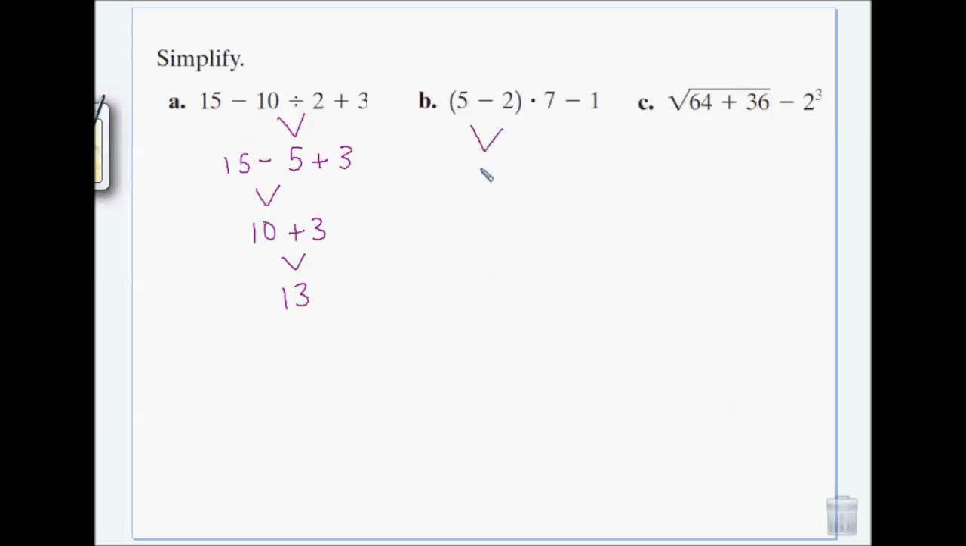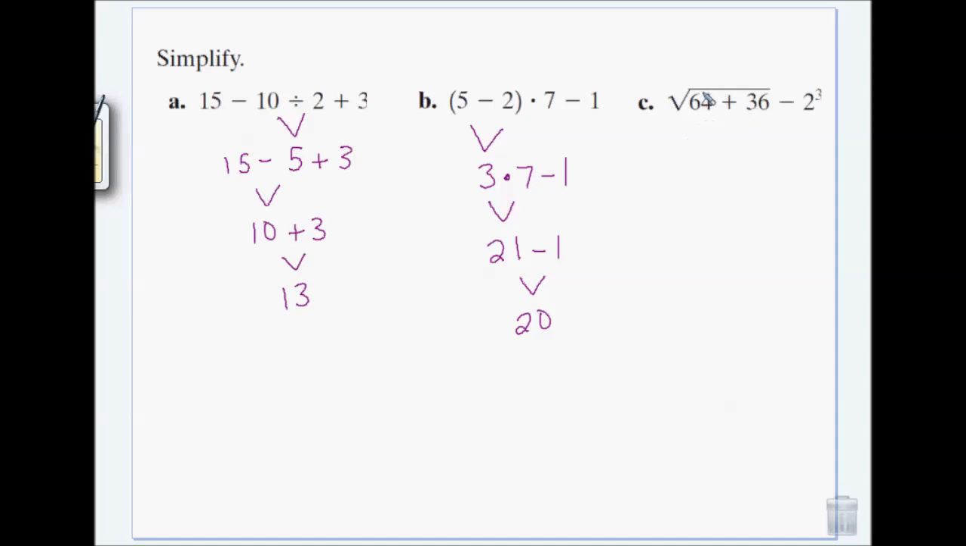So 5 minus 2 is 3. I write down everything else exactly as it was. 3 times 7 comes next. That's 21 minus 1 is 20. Now here I have a radical. This radical is actually counting as two things. It's counting as a grouping symbol and as an exponent.